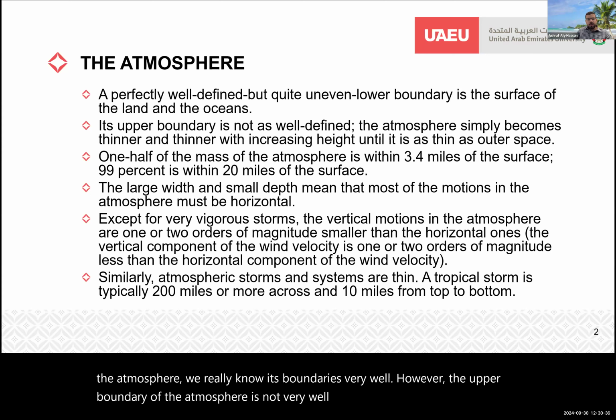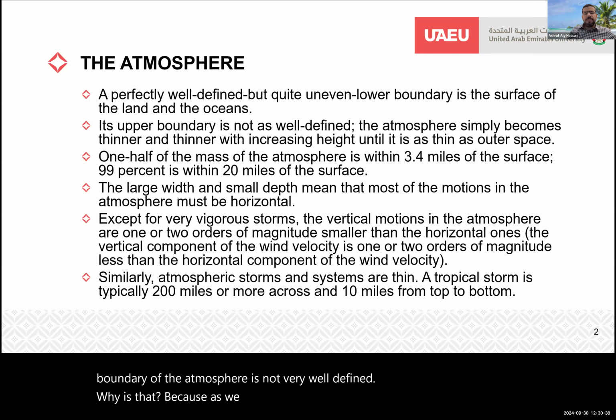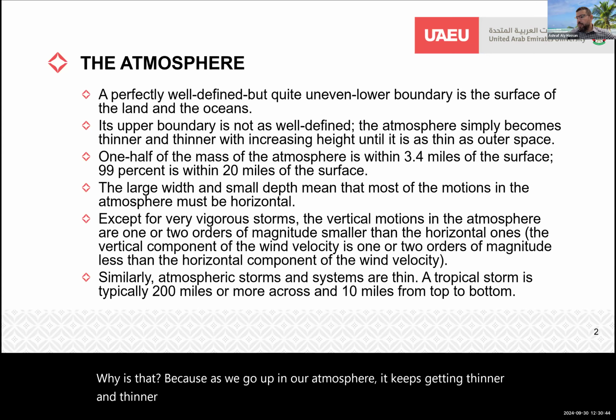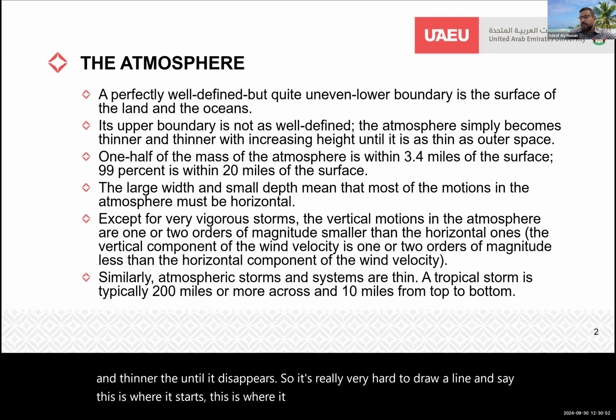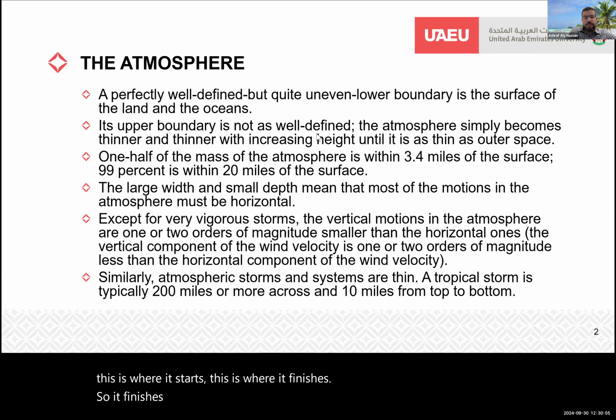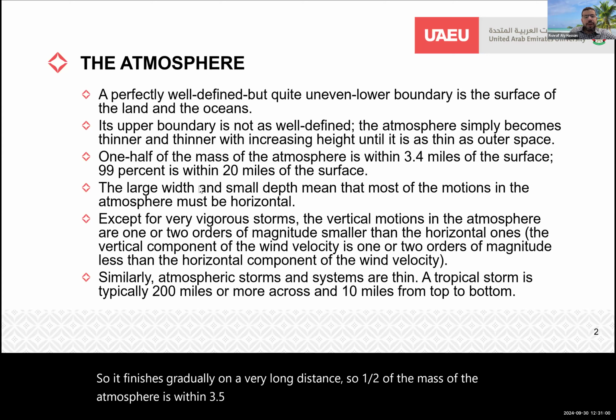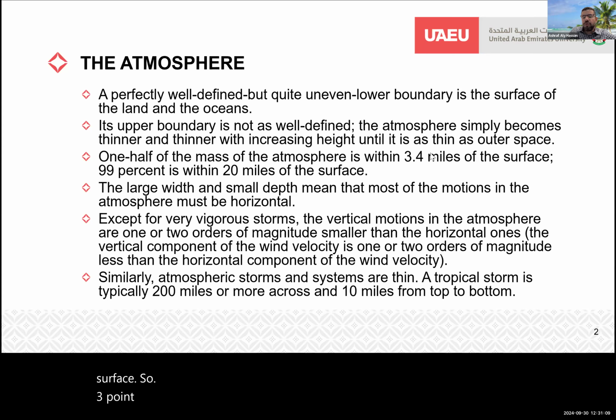Why is that? Because as we go up in our atmosphere, it keeps getting thinner and thinner until it disappears. So it's really very hard to draw a line and say this is where it starts, this is where it finishes. So it finishes gradually over a very long distance. Half of the mass of the atmosphere is within 3.5 miles of the surface, and 99% is within 20 miles of the surface. So 3.5 miles is where most of the things happen, and in 20 miles, that's where 99% of the atmosphere is.